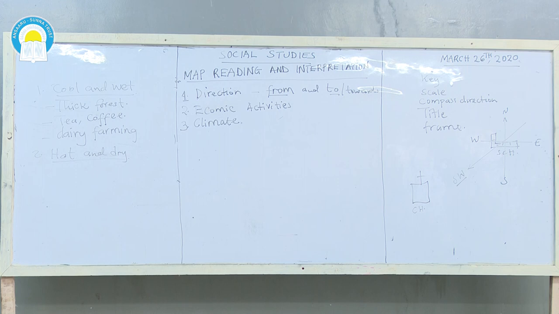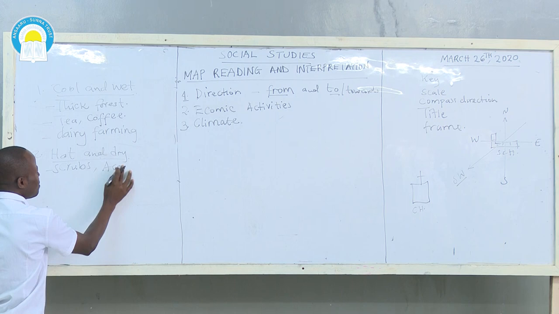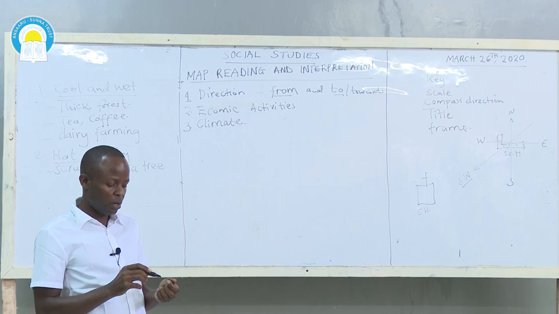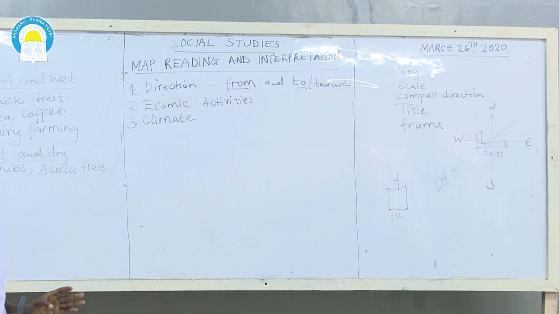Which are some of the vegetation that are found in hot and dry areas? We have shrubs and acacia trees. Shrubs grow in hot and dry or arid areas. Arid areas, I've said, are dry areas. They receive very little rainfall or no rainfall. Most of the months go without rainfall.